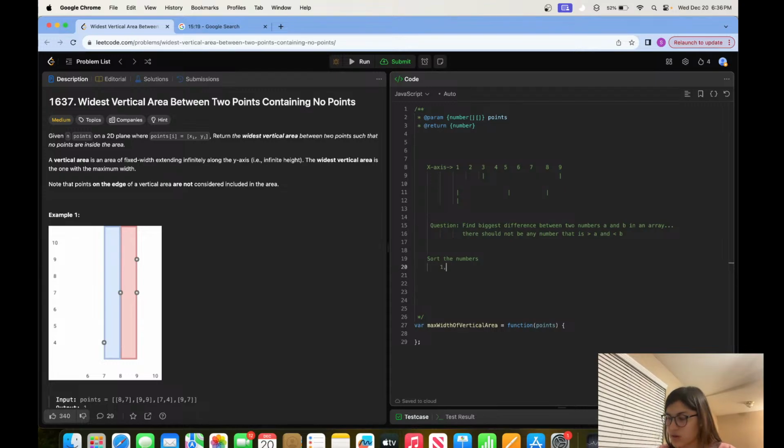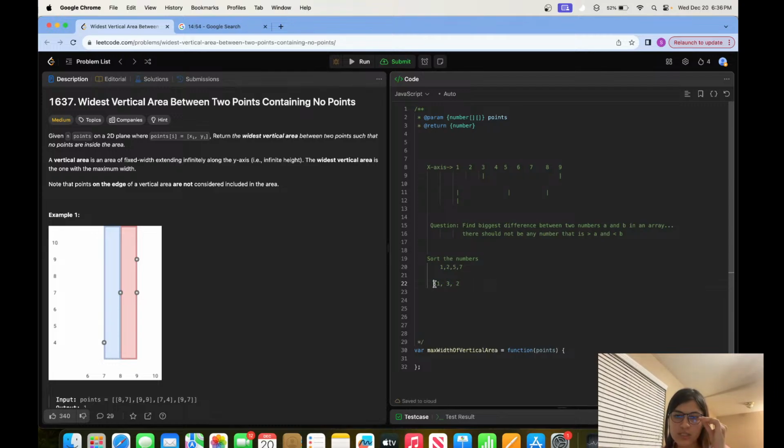Because if the numbers are sorted, suppose the numbers are 1, 2, 5 and 7, then one difference would be 2 minus 1, which is 1, another difference would be 5 minus 2, which is 3, and 7 minus 5 is 2, right? So the answer would be 3 in this case, because these are the vertical differences, and since we have already sorted, there will not be any number between these two numbers. But how can I do this without sorting?